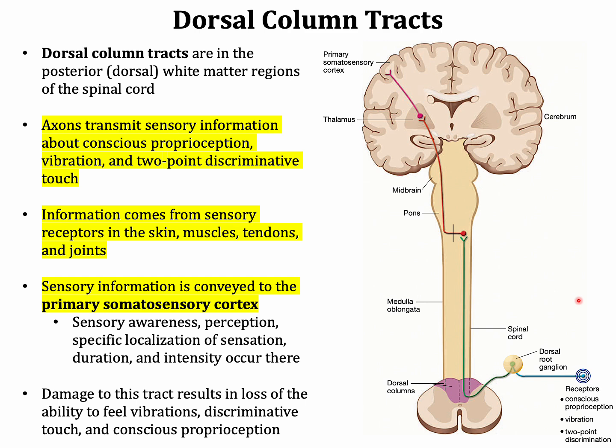Also, vibration and 2-point discriminative touch. So discriminative touch is very specific touch, right? Knowing exactly where a sensation comes from on our body, knowing exactly where a mosquito lands and bites us. That kind of very specific type of touch is transmitted along these dorsal column tracts. All of the information is going to be conveyed to the primary somatosensory cortex so we can specifically localize where that sensation came from.